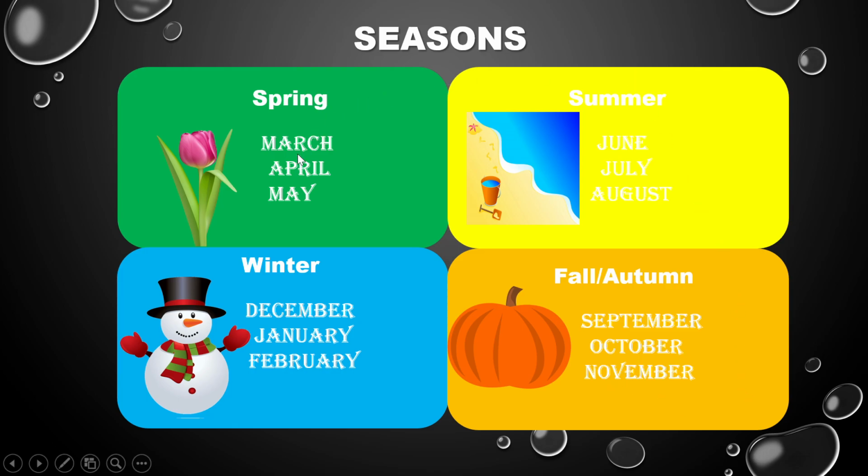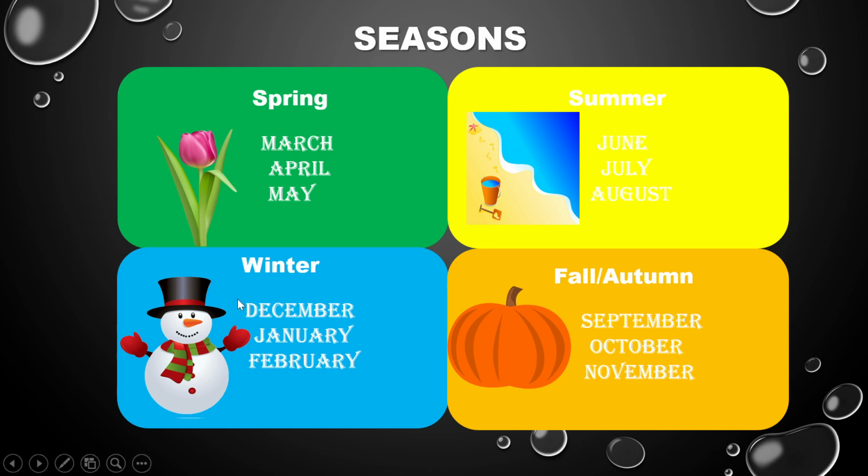Ishant, what are the months that contain spring? March, April, and May. What happens in spring? Trees grow leaves and beautiful flowers come out of the ground. Good. What are the months that contain summer? June, July, and August. What do you do in summer? We go to the beach and we build sandcastles.